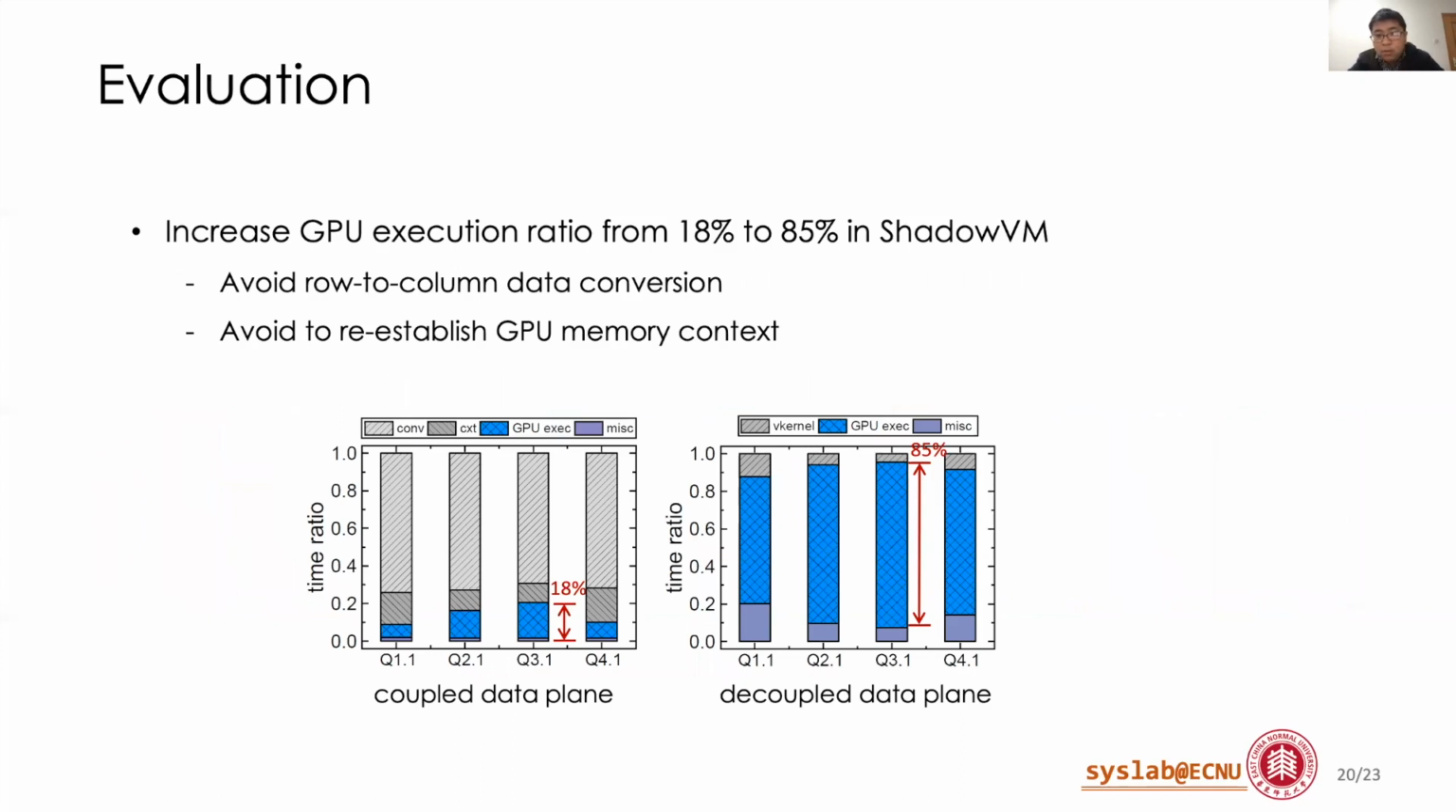To figure out how data plane decoupling impacts the performance, we compare two different implementations of ShadowVM: one with a coupled data plane and another with a decoupled data plane. We compare the time distribution in the previous large-scale workload and show the results in the two pictures respectively. We observe that data plane decoupling avoids row-to-column data conversion and the initialization of the GPU context that registers the memory space to the page table of the OS kernel and the GPU driver. As a result, data plane decoupling increased the GPU execution ratio from 18% to 85% by solving the two above issues.